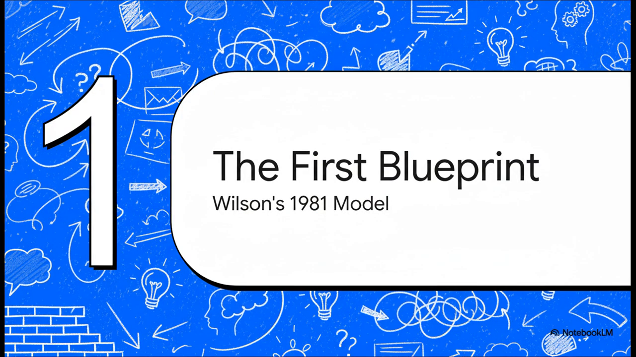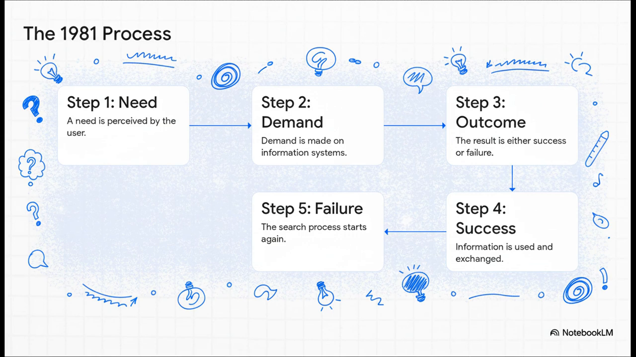Well, Wilson's first real attempt came back in 1981. You can think of this as the very first blueprint for our search journey. It was clean, it was logical, and it pretty much laid the foundation for everything that came after. The process he first laid out was beautifully simple. It all starts with a need. You realize you're missing something. So you make a demand on an information system. Back then, that could be a library or an expert. Today, it's a search engine.